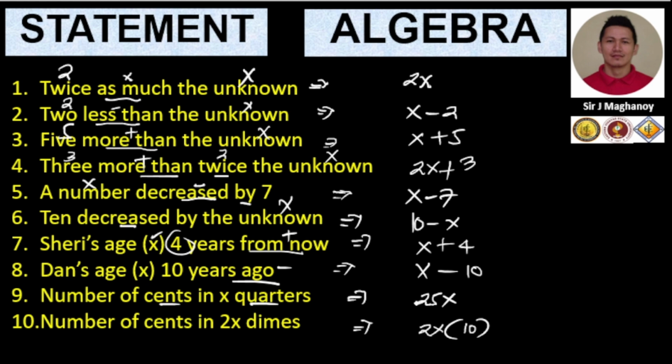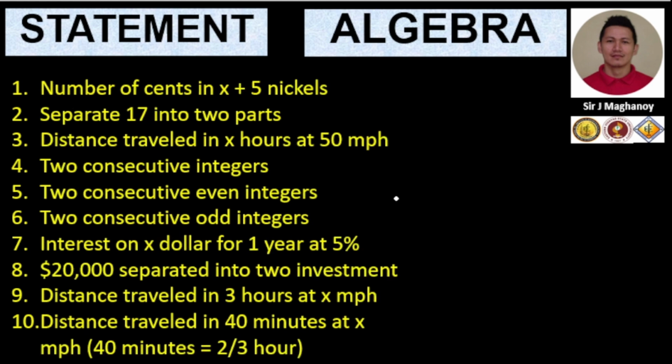Moving on to our next example. Number of cents in x plus 5 nickels. We enclose x plus 5, the number of nickels, in parentheses. Penny is 1 cent, nickel is 5 cents, dimes is 10 cents. This is our mnemonic: 1, 5, 10. A quarter is 25 cents, then 50 cents and $1. That is the mnemonic we use in our coins problem: penny, nickel, dimes, and quarters. So we can write this as 5 cents times x plus 5, as our algebraic form.